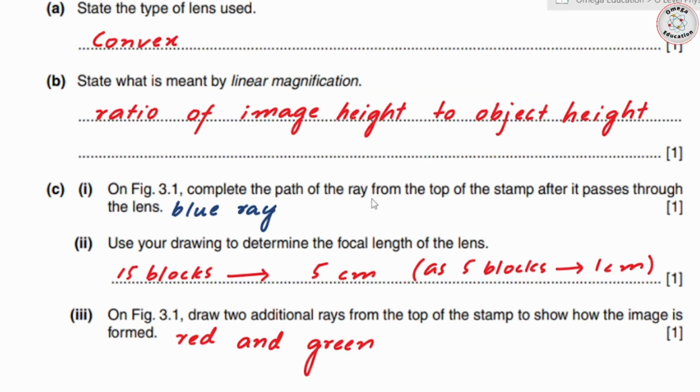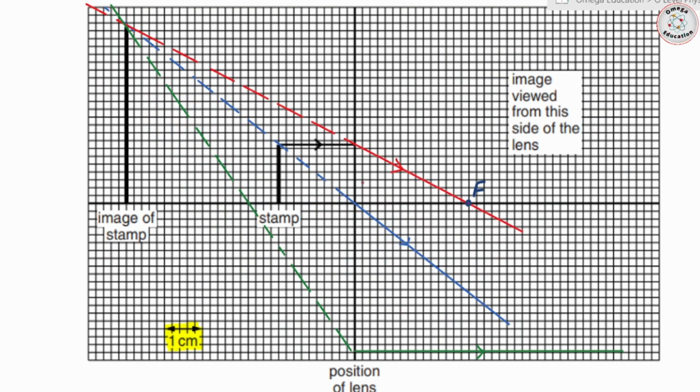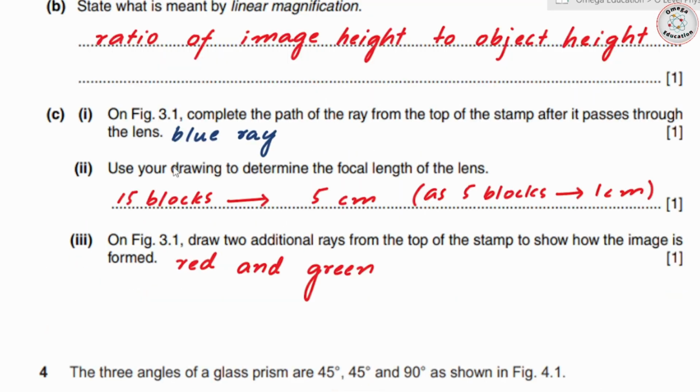Complete the path of the ray from top of the stamp after it passes through the lens. This one I have represented with the blue one. All I did was I joined the top of the image to the top of the stamp, and the ray was passing through the center of the lens. Any ray that passes through the center of lens goes undeviated. This is one of the properties that we study in theory. So that was it for that part.